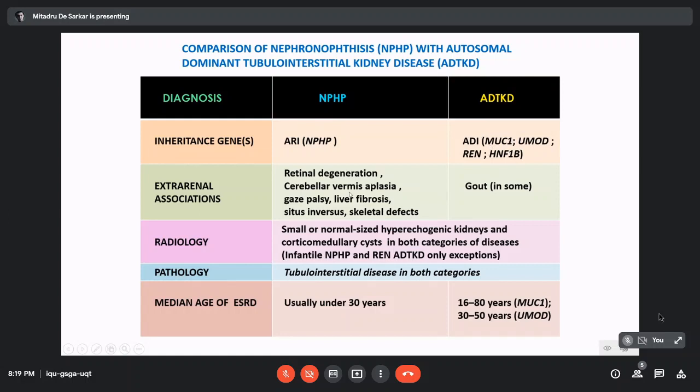You will look for the syndromic associations that you will often see in the case of NPHP, which will not be seen in the case of this particular disease. You might, however, sometimes get a history of an early gout, which is clinically relevant. Median age is usually under the 30-year age group in the case of NPHP, whereas in the case of autosomal dominant tubulointerstitial kidney disease, it usually goes into a higher age group, except for the renin category.